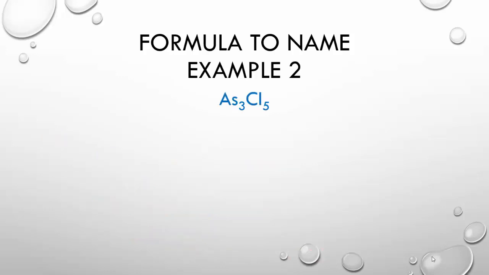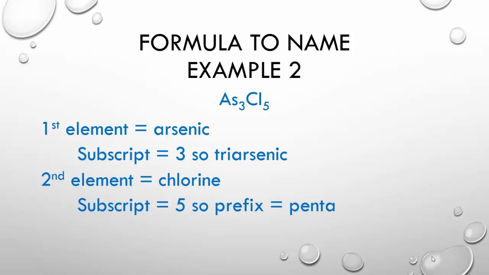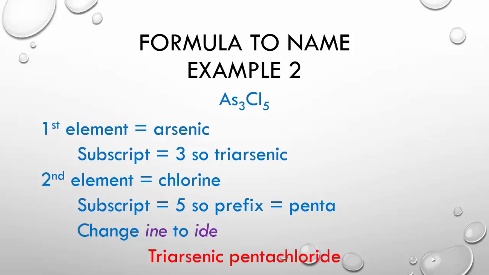Second example, we have this chemical. First element is arsenic. The subscript is 3, so it's triarsenic. Second element is chlorine. There are 5 there, so penta. Change the INE of the chlorine to IDE. Put the words together, and you get triarsenic pentachloride.